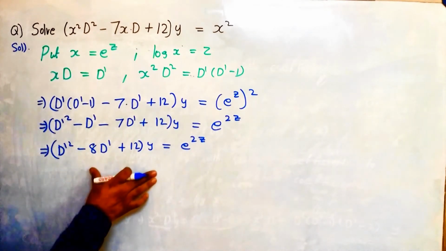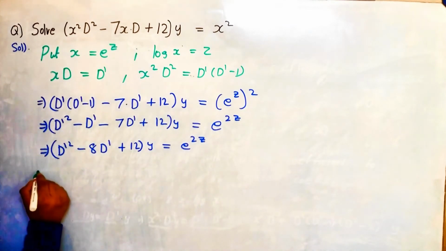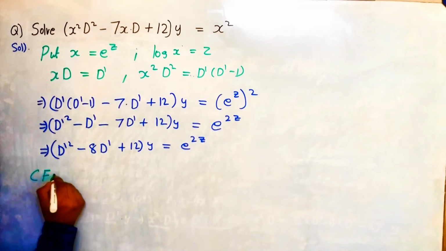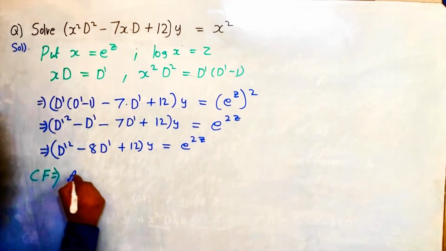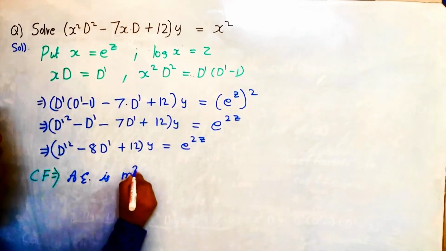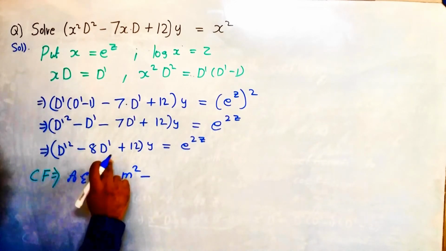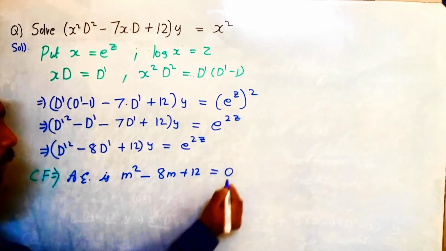Now we can find the complementary function for this. Here also, similarly, first we have to find the complementary function, then the particular integral. To find the complementary function we have to write the auxiliary equation. The auxiliary equation is: D dash square we write as m square, minus 8D dash means 8m, plus 12 equal to 0.